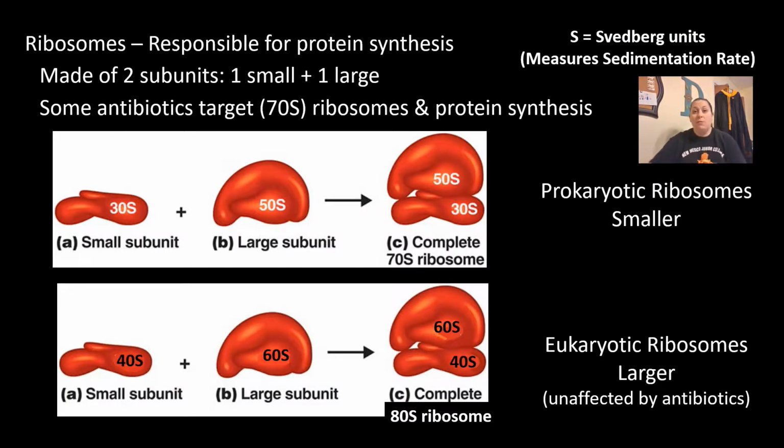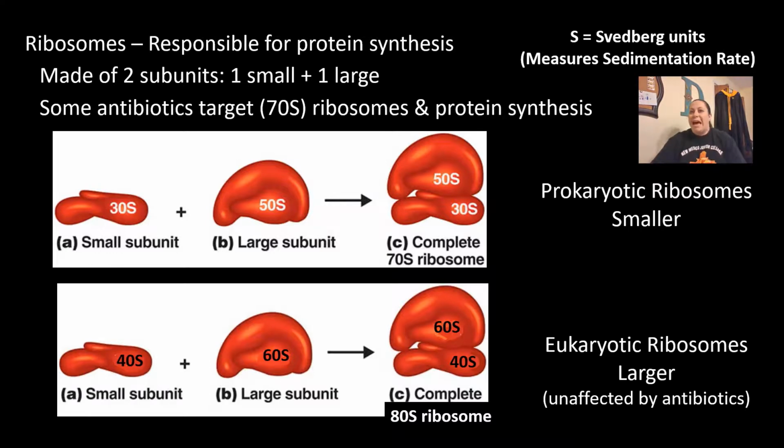Ribosomes, remember, are responsible for protein synthesis, and they are made up of two subunits. They have a large unit and a small unit. Now, one thing that is really important is the fact that our ribosomes are different than the ribosomes found in bacteria. This allows for the use of certain types of antibiotics. We talked about some antibiotics mess with the cell wall, which is fine because in animal cells like us, we don't have a cell wall, so it's specific against the invader and not us.